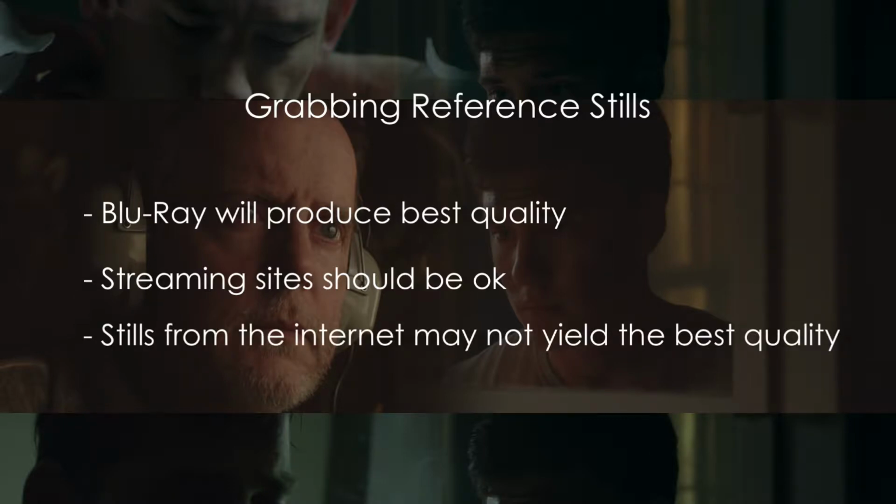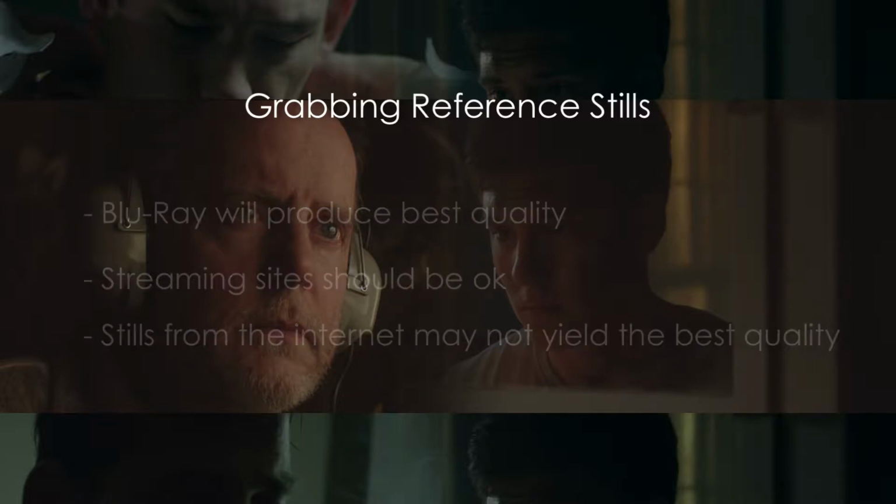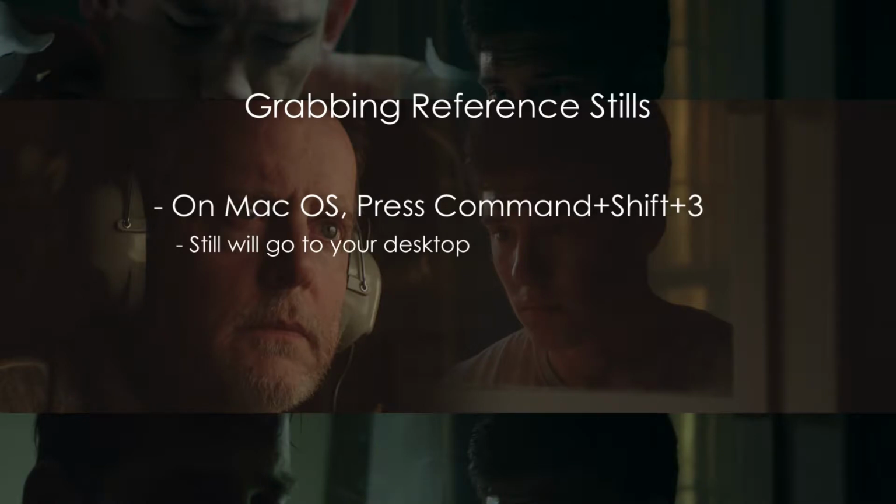Also, one thing you want to be aware of when pulling stills from the internet, stills you find on Google are often heavily compressed and oversaturated. This can happen because the actual grading in the film is different from the grading done for the movie trailer. Now, to get those screen grabs, if you're on a Mac, you can grab a still by hitting Command-Shift-3 as the video plays back. The still will then appear on your desktop.